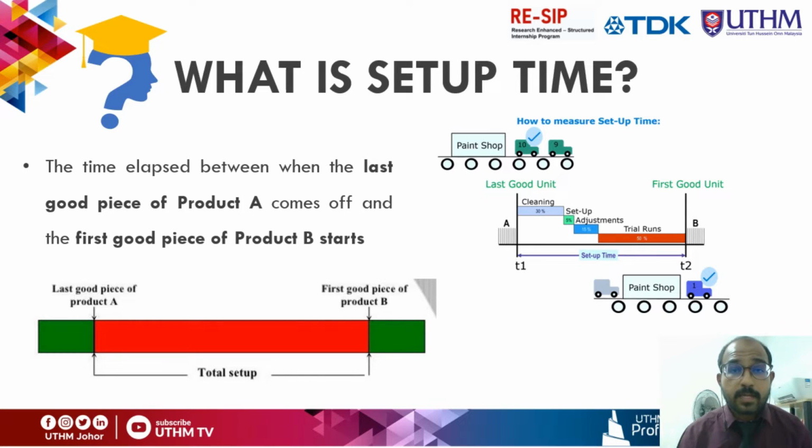Setup time is the non-production time that a changeover takes from one part to another. For example, if there's a machine that produces product A and product B, after producing product A, the machine needs to be set up with some adjustments and settings in order to produce product B. The time between the last good piece of product A and the first good piece of product B is called setup time. In this setup time, there are activities going on, for example, cleaning, setup, adjustments, and trial runs.